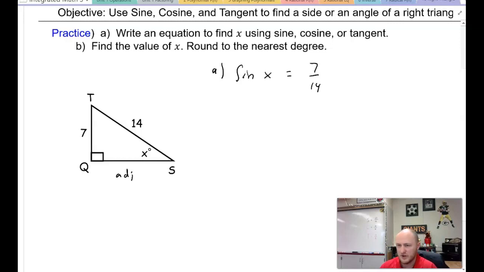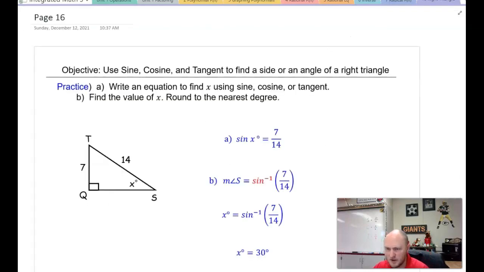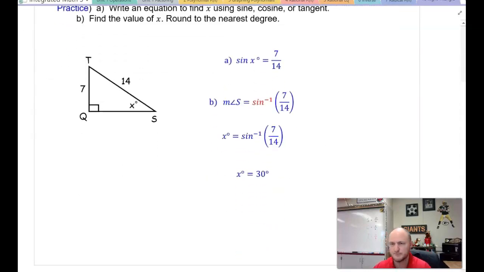Okay, pause the video. If you haven't solved that, go ahead and solve. All right, and then B, here's the solution. x is equal to sine inverse of 7 over 14, or 1/2. It would give you the same value, and that would be 30 degrees.